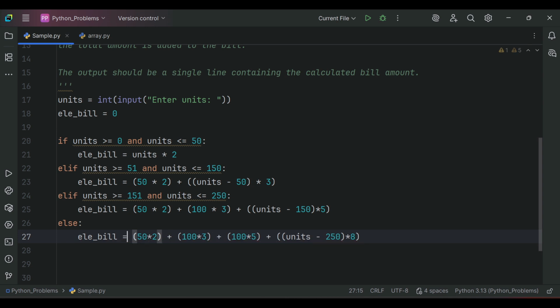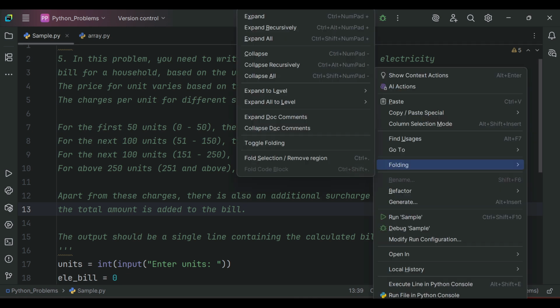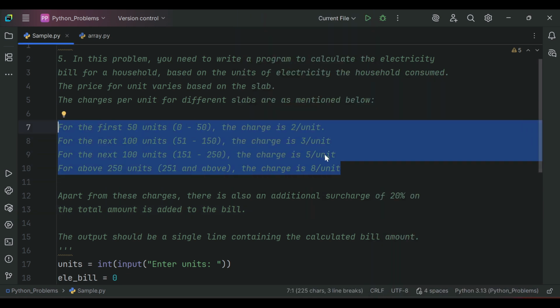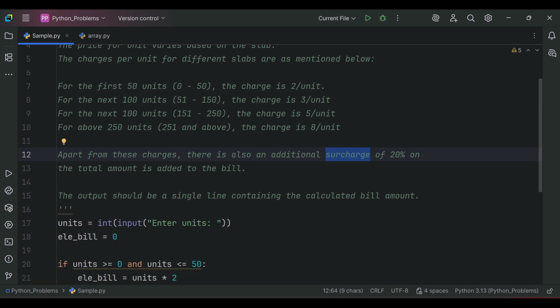Okay, this is the final electricity bill. Based on all the conditions we mentioned, finally what is being asked is the additional surge charge.